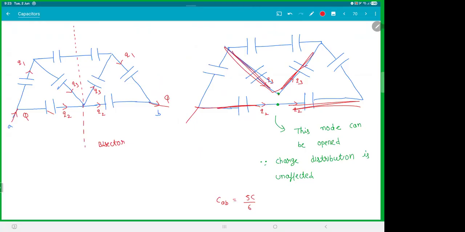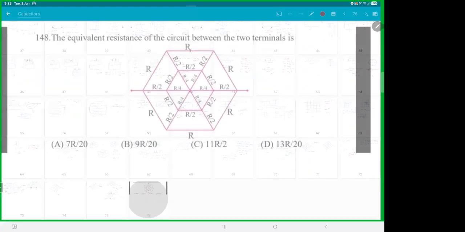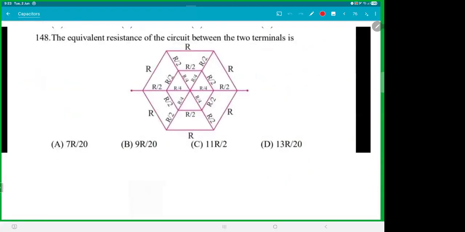Now, if you open left and right, what will happen? If you open left and right, it means Q3, Q2, Q3, Q2. The charges are not equal, right? So by opening it vertically, you're not affecting the flow of charge. So there is a reason why we open it along the line.